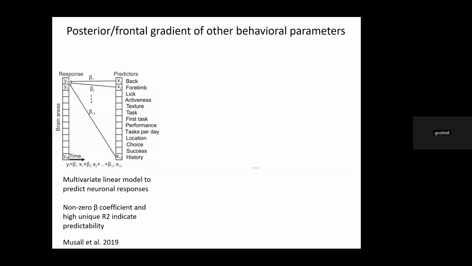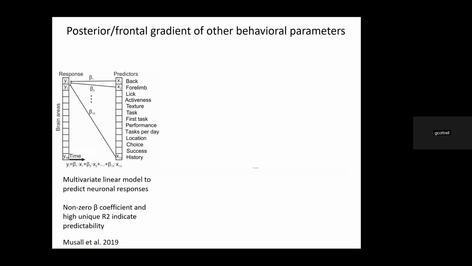So we just calculated a multilinear model that has the task parameters, behavioral parameters, how much the mouse is moving, licking, performance, task, choice, history, all these 14 parameters. And we try to say, can we predict the neural dynamics in each cortical or thalamic area based on these parameters? And eventually you get these beta coefficients. Non-zero values mean something, that there is some correlation, positive or negative. And you can also look at the unique R.